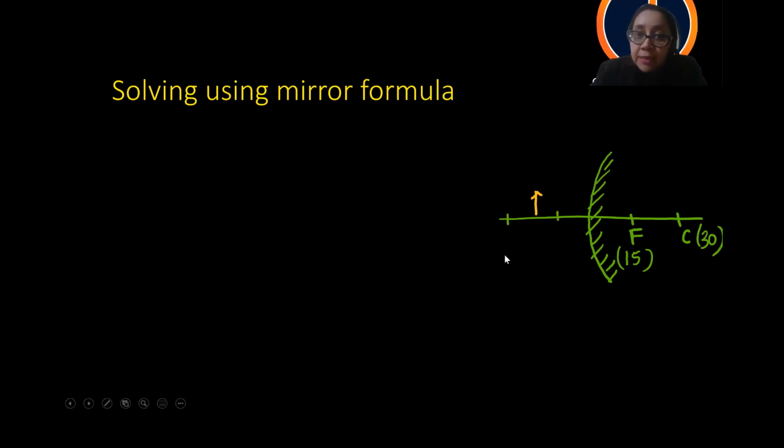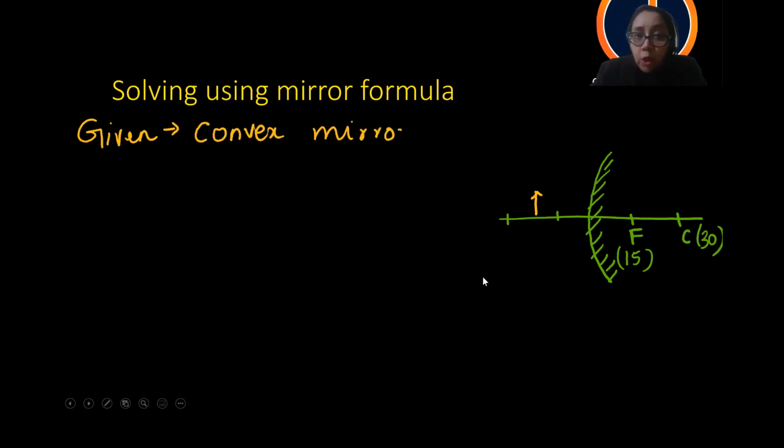Okay, let's now solve this question numerically. So it's a convex mirror, and it's given that the focal length is 15 centimeter, and of course then the center of curvature lies at 30 centimeter distance, and the object is placed in front of the mirror, of course, and it is at 20 centimeter distance. So let's write the given conditions.